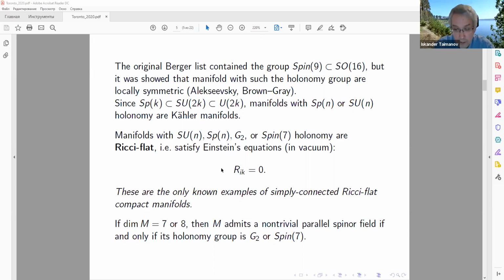The interest in string theory in manifolds with special holonomy of dimensions 7 and 8 comes from the following fact. If dimension m is equal to 7 or 8, then M admits a non-trivial parallel spinor field if and only if its holonomy group is G2 or Spin(7). So why does it attract special interest? For the last probably 25 years, it was discussed in the literature mainly in relation to string theory.